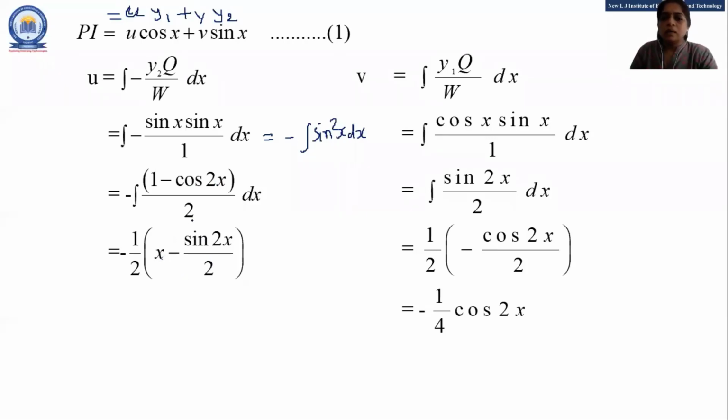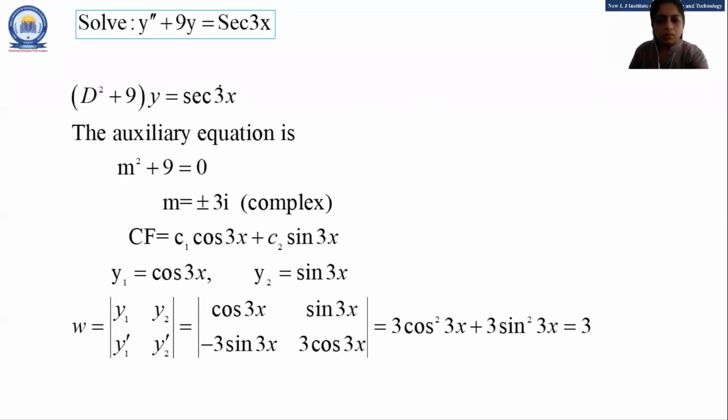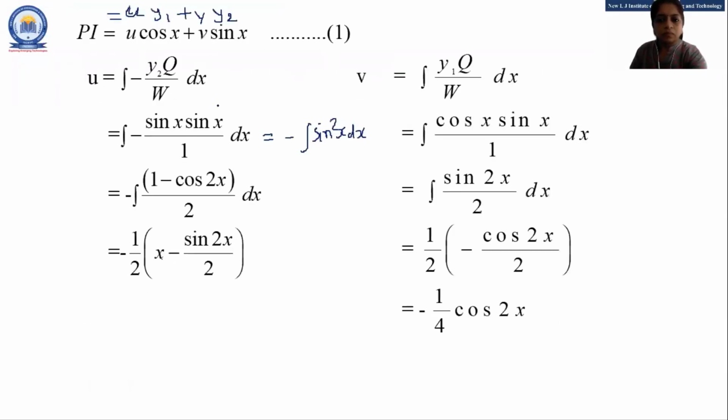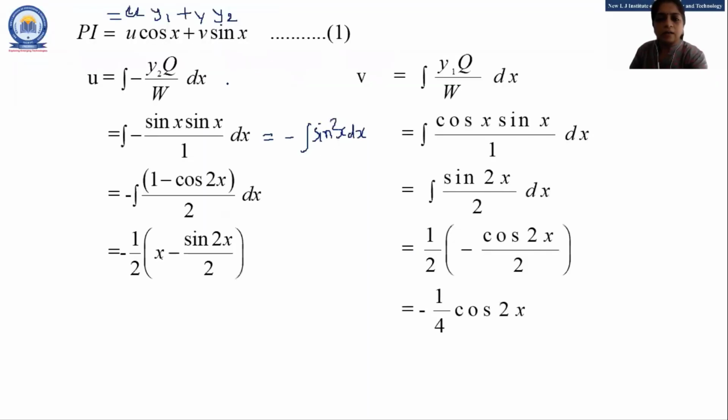Got it, students? Now, for V, the formula of V is what? Integration of y1 q upon Wronski into dx. Now, what is y1? This y1 is cos x, right? Y1 is cos x. My q is the right hand side of the given differential equation, that is sin x. So this one is cos x into sin x, and Wronski is 1.